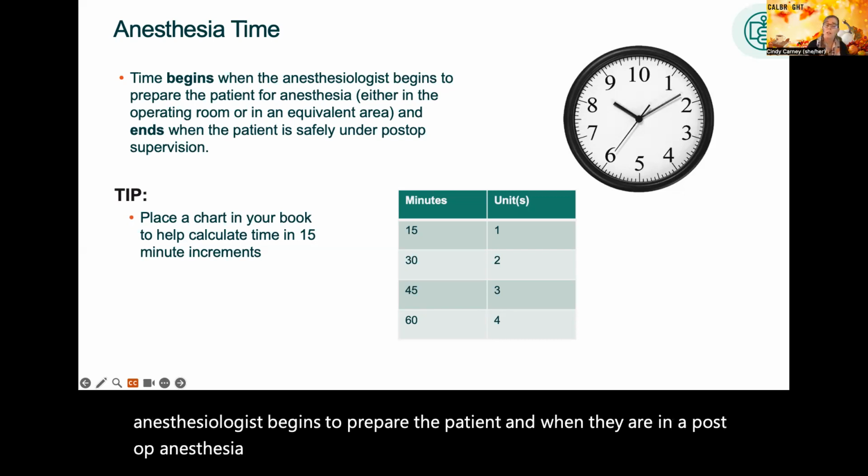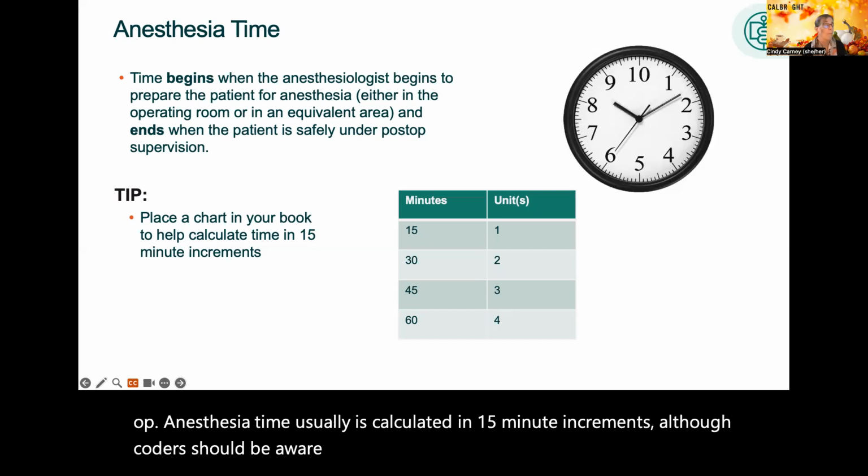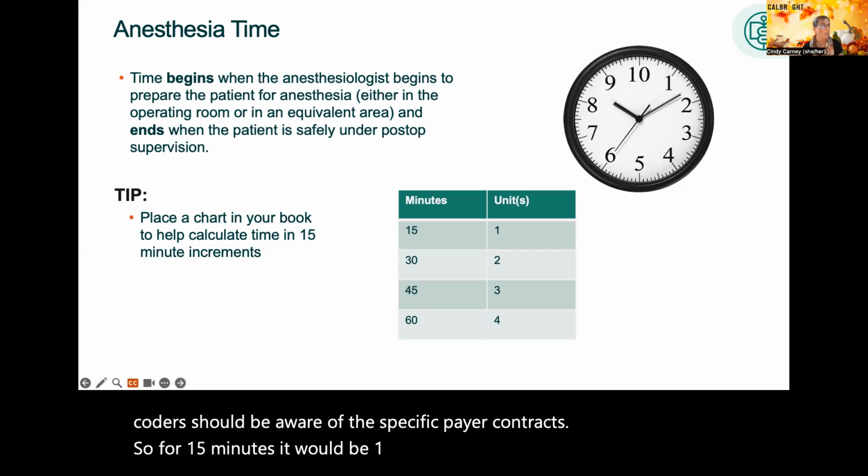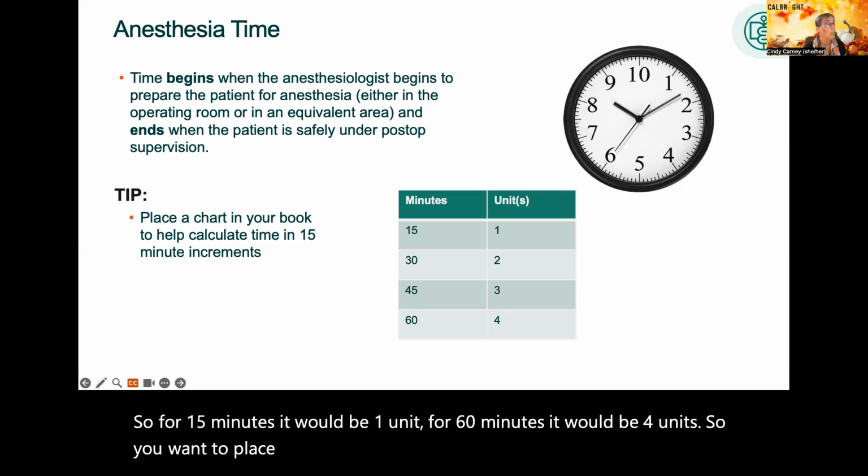Anesthesia time usually is calculated in 15-minute increments, although coders should be aware of the specific payer contracts. So for 15 minutes, it would be 1 unit. For 60 minutes, it would be 4 units. So you want to place a chart in your book to help you calculate the time in 15-minute increments.